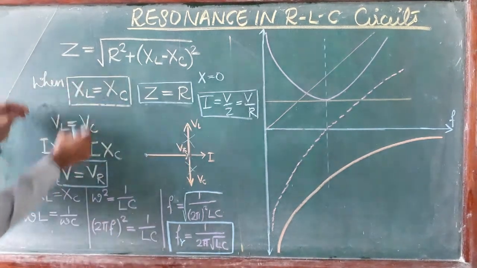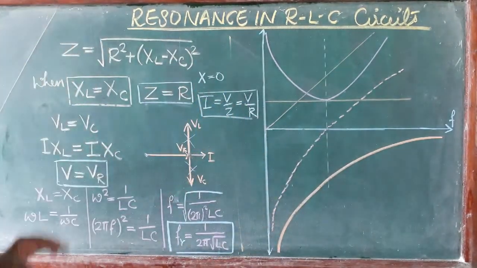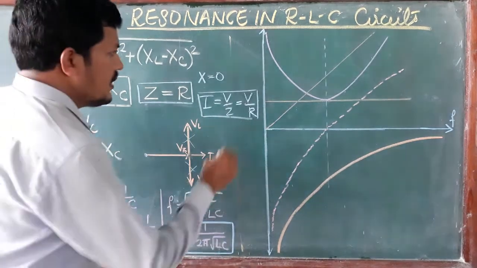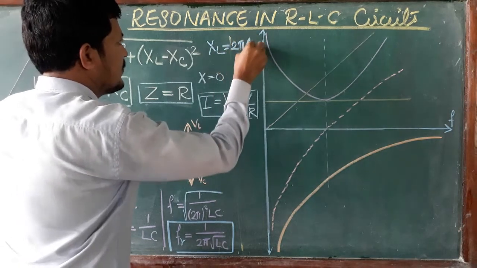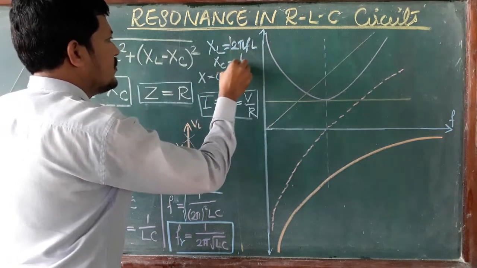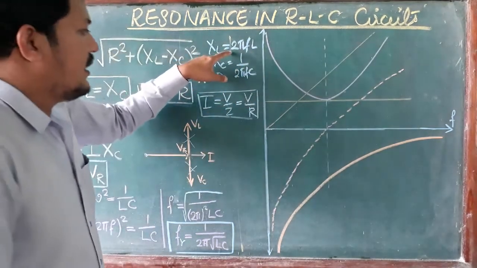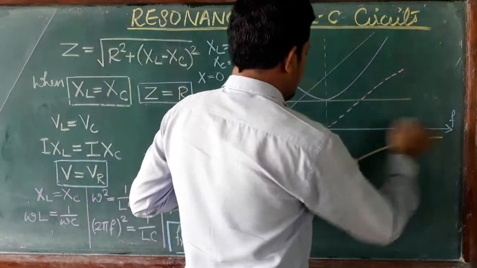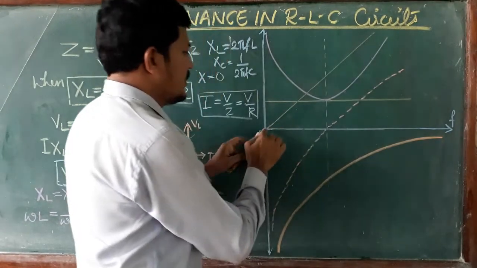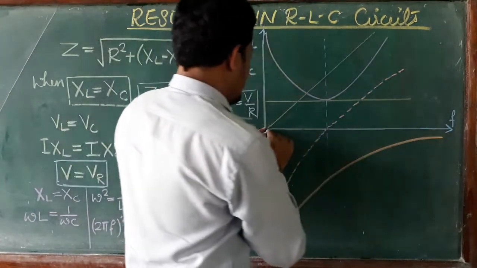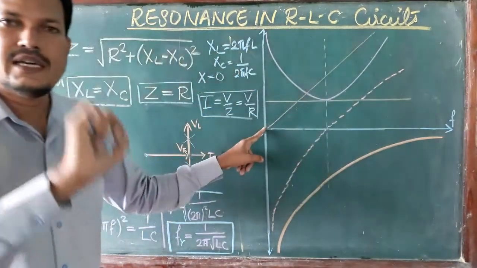And again, based on these conditions, we can draw one graph also. The graphical representation is easy to understand. So here XL equal to 2 pi FL and XC equal to 1 by 2 pi FC. Here I have taken the x-axis as frequency. Whenever frequency increases, here frequency is 0 and increasing, the XL value also increases directly, or linearly.